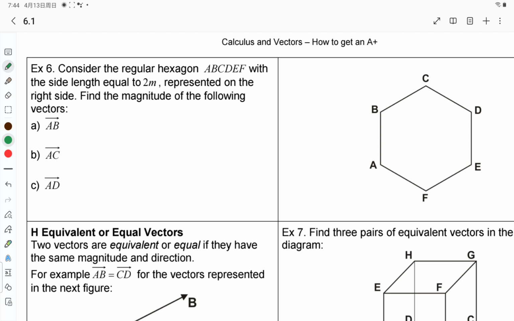Okay, so this one, you should first think on your own a little bit, right? So with side length equal to 2, this is direct. So AB is the side, so this will be 2. What about AC? Okay, I didn't read this question in advance, so I also need to think about it.